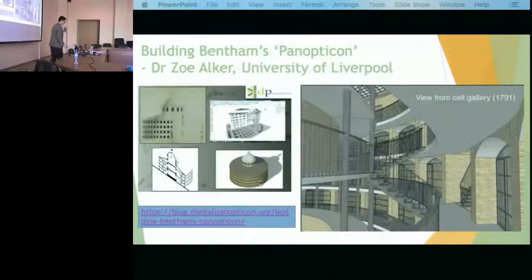Another example is this one here, building Bentham's Panopticon. Has anyone heard of Jeremy Bentham and his idea for a Panopticon prison? Some nods. So the idea was that Bentham wanted to build a prison in which there's a central tower in which the guard sits, and around that central tower are cells. And the idea is that the guard can always see into the cells, but the cellmates never know if they're being watched by the guard. They can't tell if they're being surveilled or not.